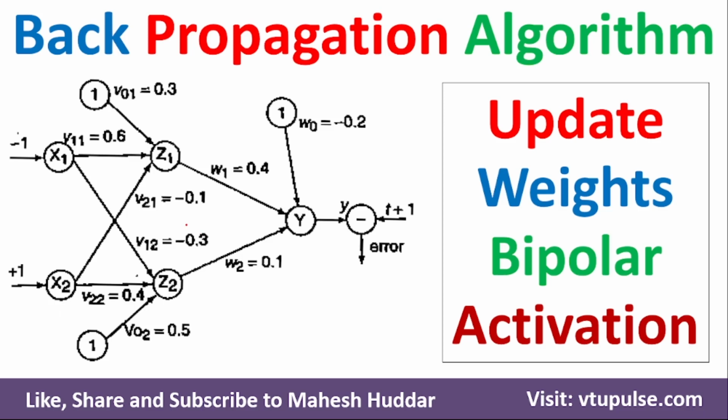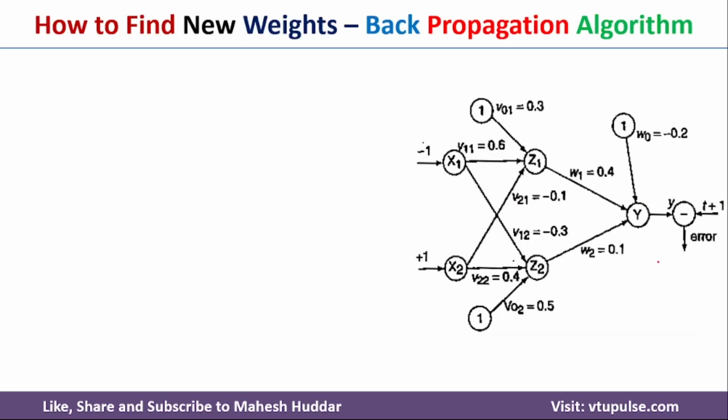Welcome back. In this video, I will discuss how to update weights in an artificial neural network using a backpropagation algorithm with respect to the bipolar activation function. In this case, we have been given an artificial neural network with three layers. X1 and X2 are the input layer neurons. Z1 and Z2 are the hidden layer neurons, and Y is the output layer neuron.